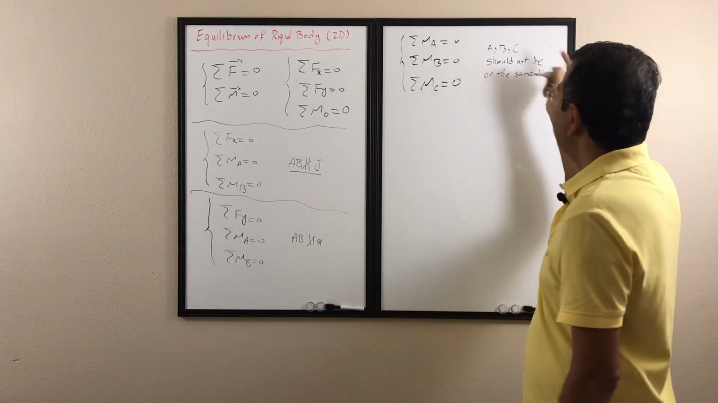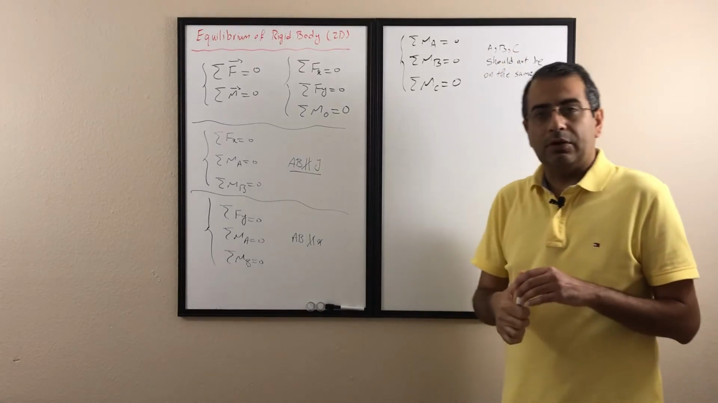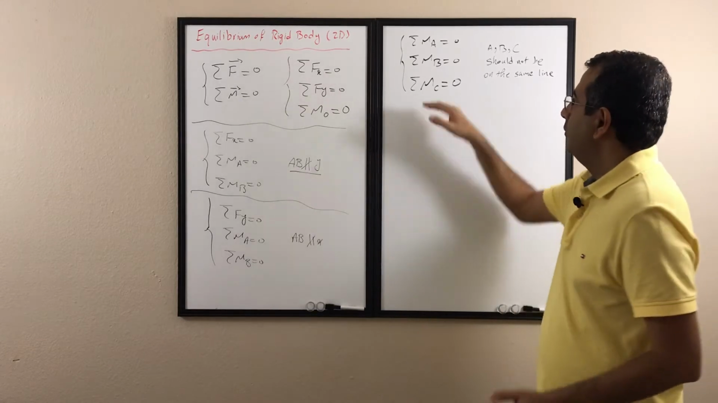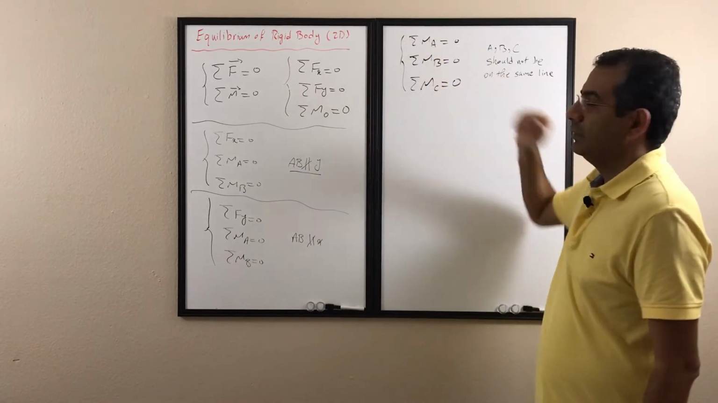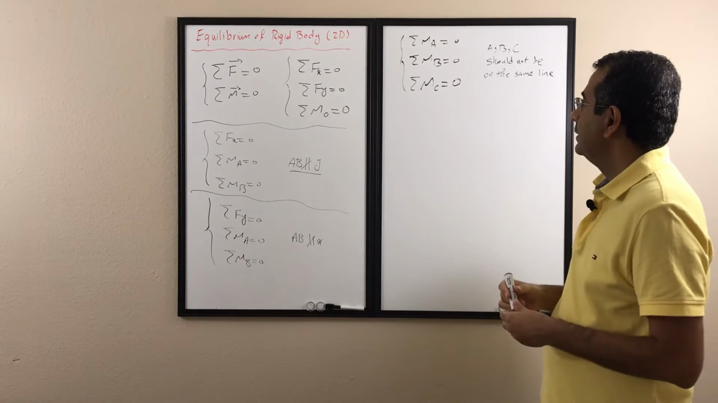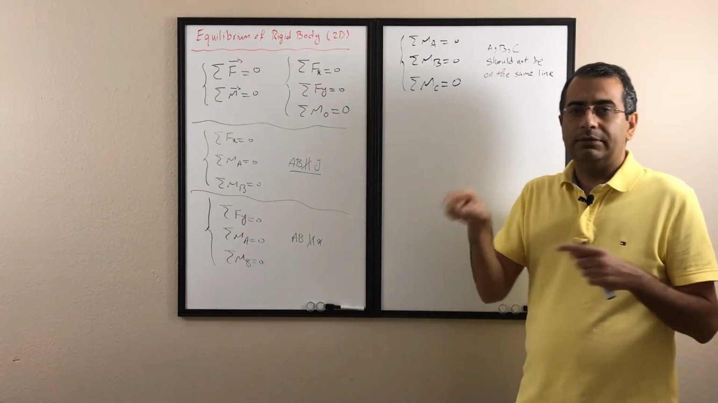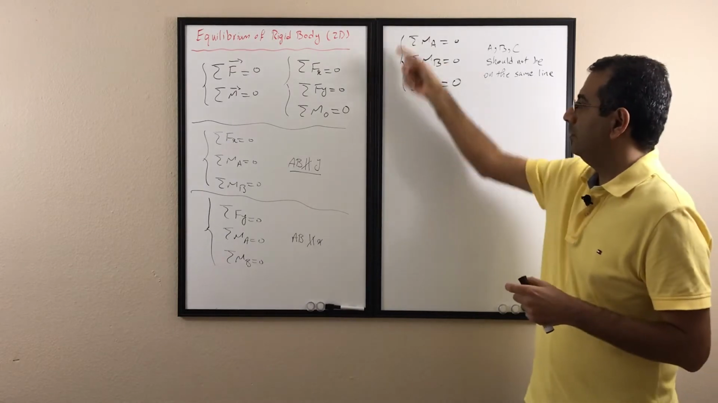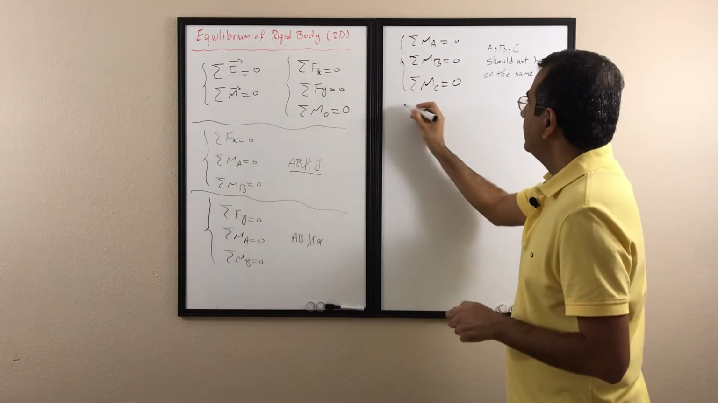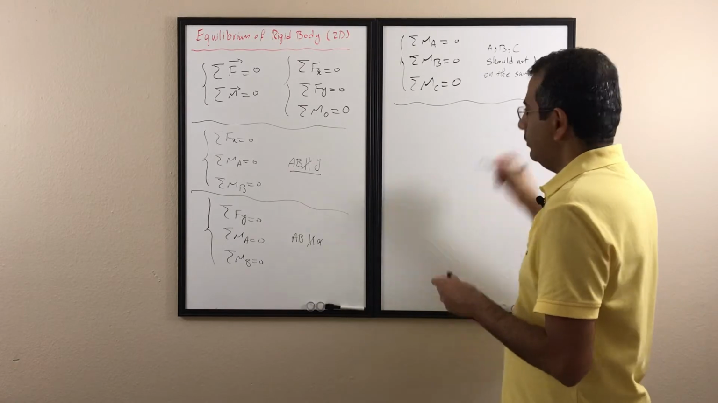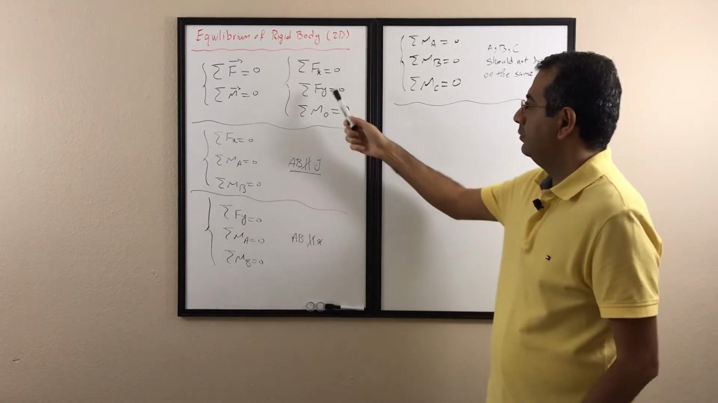So as long as A, B, and C are not on the same line, we can write the 3 moments to make sure that the object is in equilibrium. In other words, as long as A, B, C form a triangle, we can write this equation as well. So if you look at here, we can write it in 4 formats.